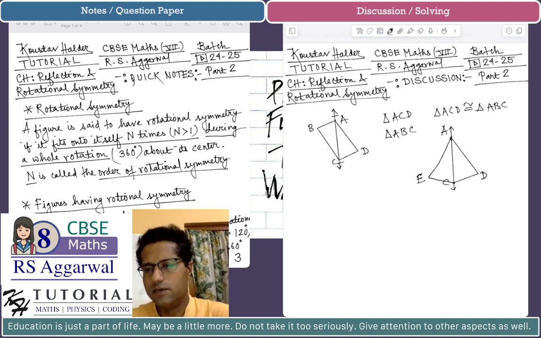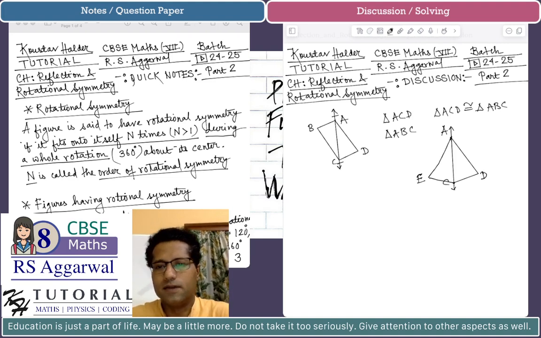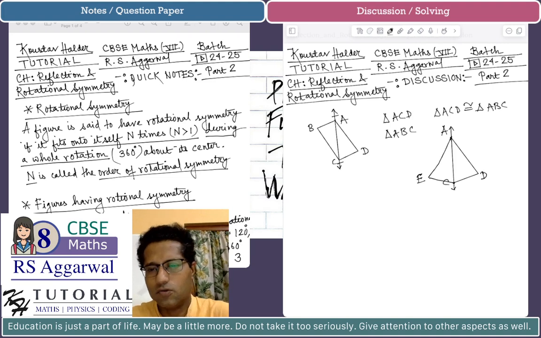Now, if the diagonal AC has to be a line of symmetry, then consider the triangle ACD; its reflection on the other side of the diagonal AC will be AEC. But in the original rectangle, the triangle ABC is not the same as triangle AEC. It is clearly not looking the same. They might be congruent, but they are not exactly the same.